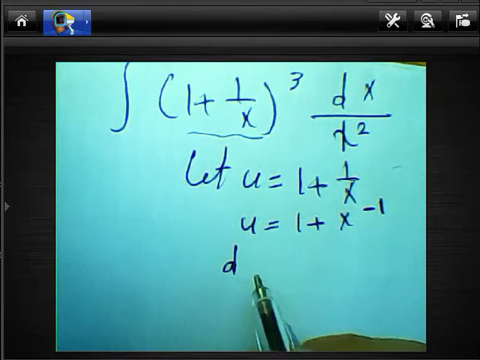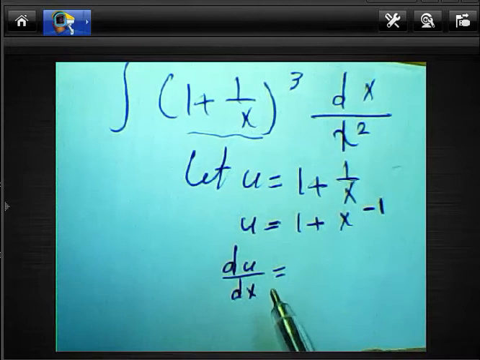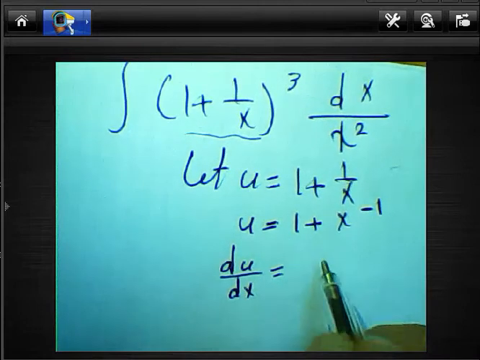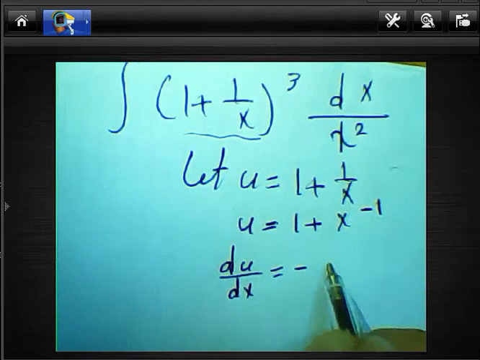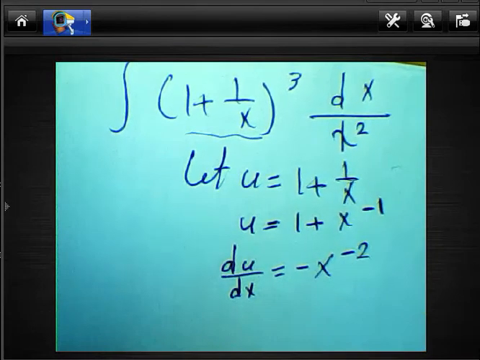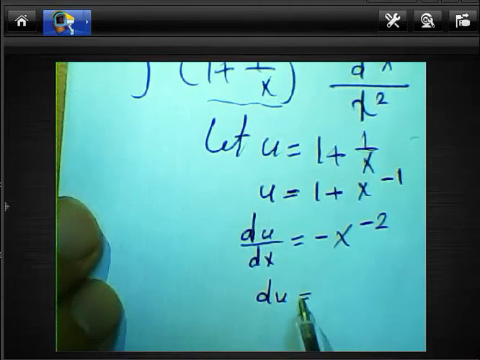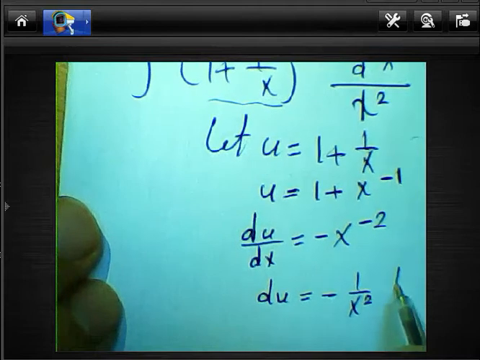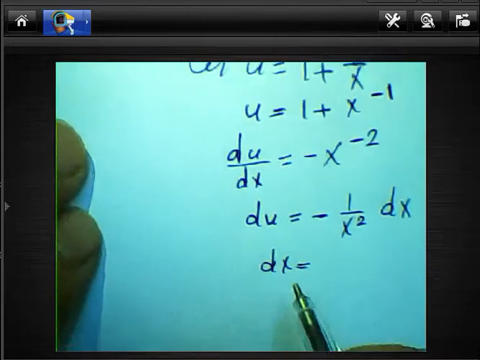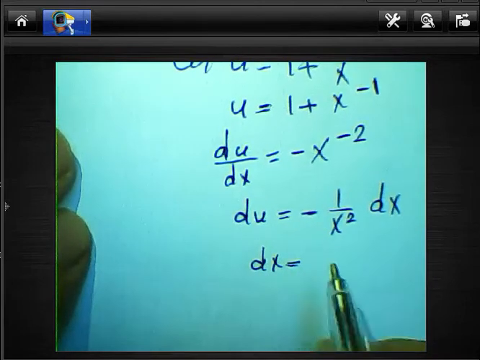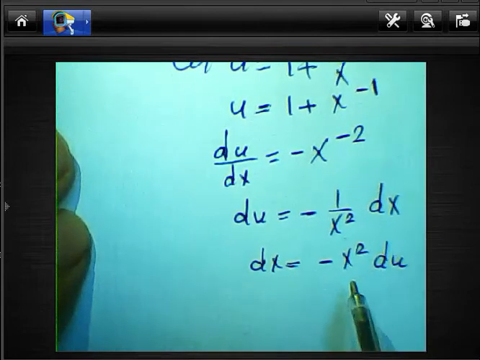Now we find the derivative. du/dx equals 0 for the 1, and for the other term we drop the power, giving negative x^(-2). So du equals negative 1 over x^2 dx. Then dx equals what? Negative x^2 du.